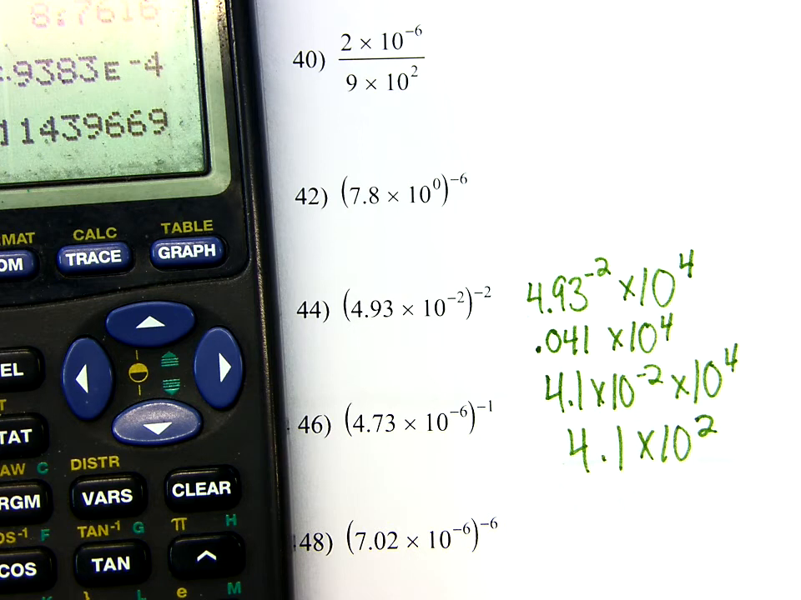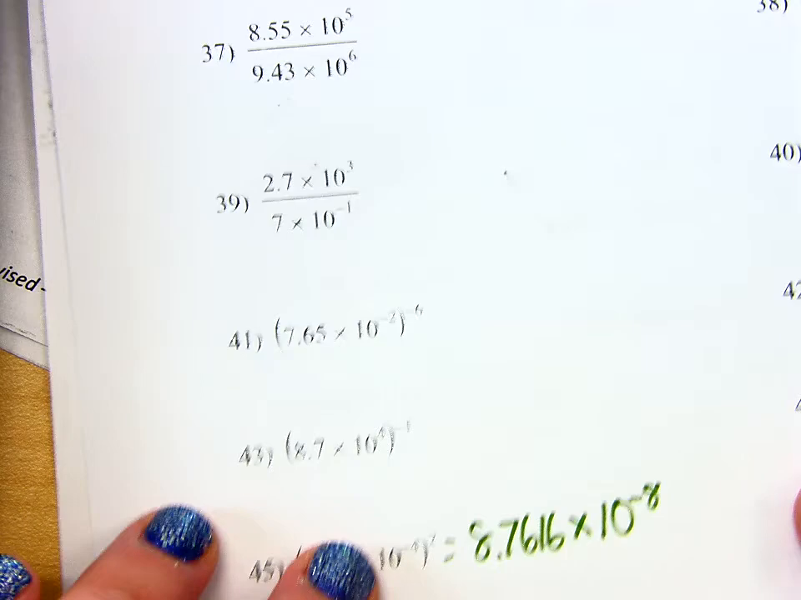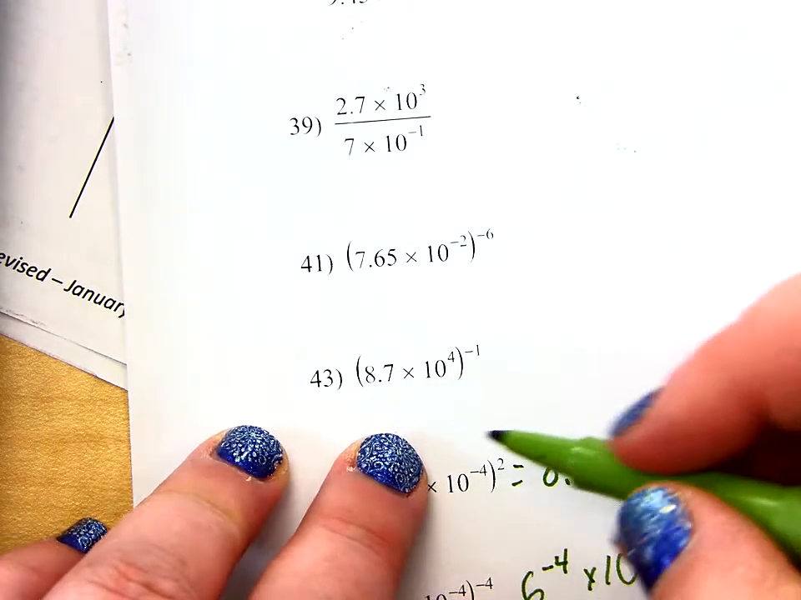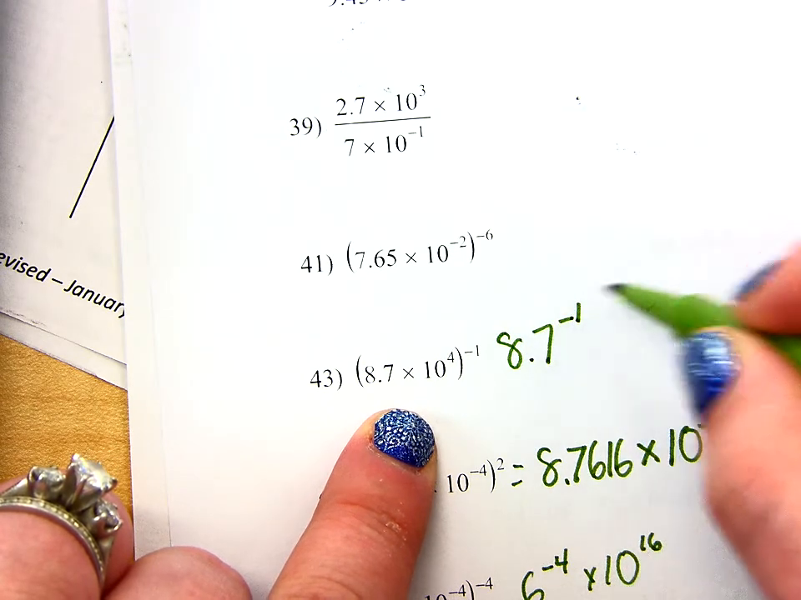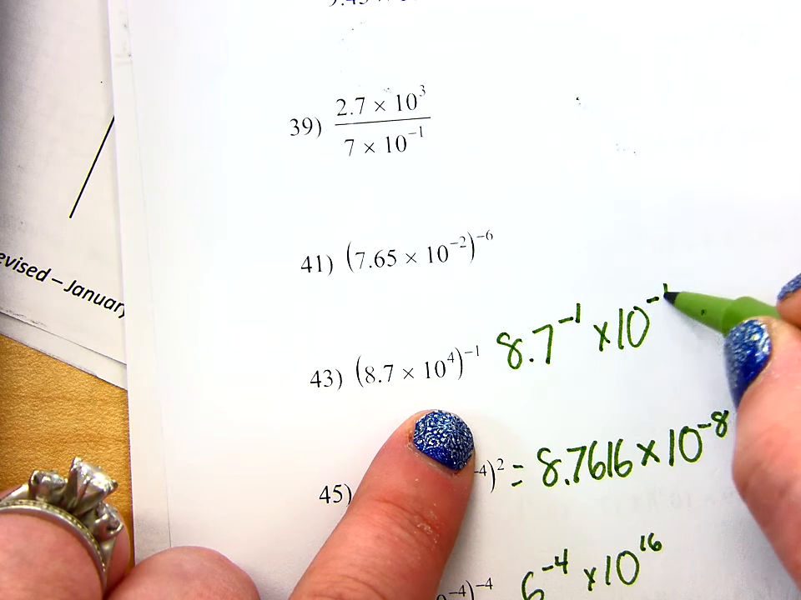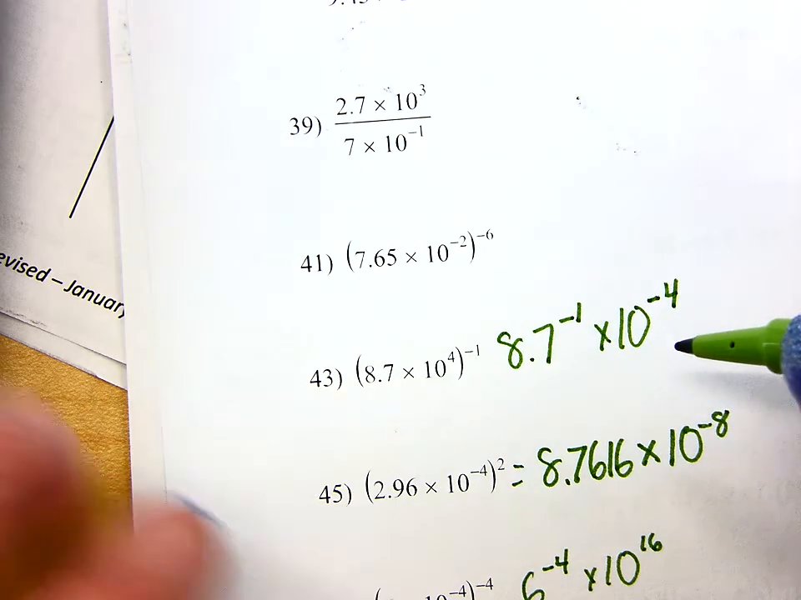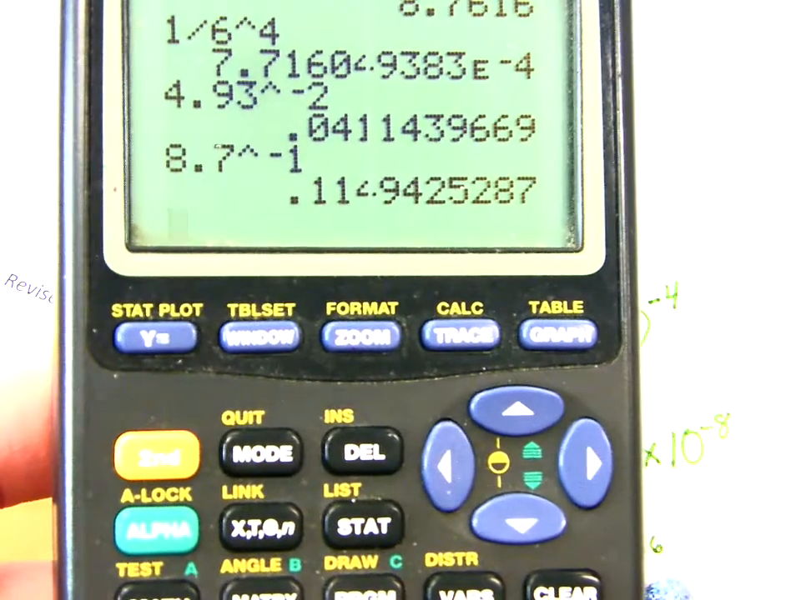Sure. How about, yeah, we can do 43. So 43, I'll have to do 8.7 to the negative first times 10 to the negative fourth. I'm going to ask Mr. Calculator to do 8.7 to the negative 1 power. And it turns out to be 0.115.